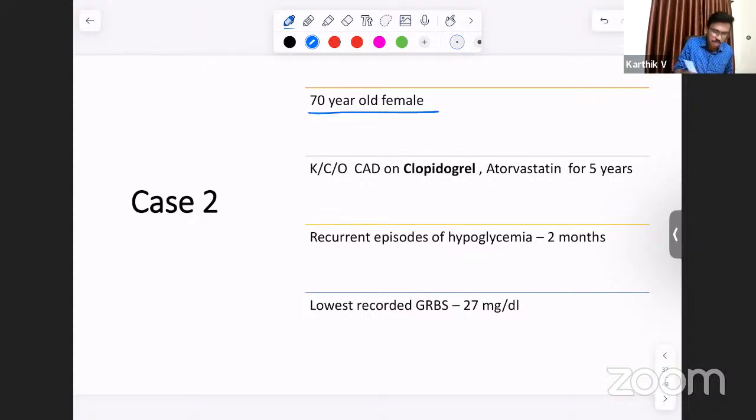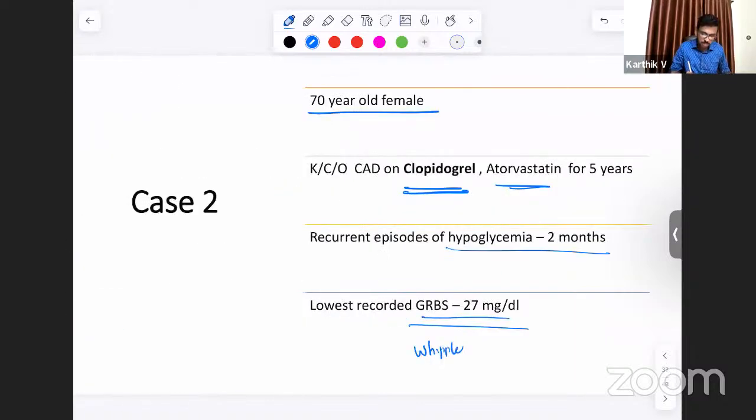The patient is a 70-year-old female, an elderly female, a known case of coronary artery disease on clopidogrel and atorvastatin for 5 years. Now she is developing recurrent episodes of hypoglycemia for 2 months. She was apparently normal for so many years, now having new onset recurrent episodes of hypoglycemia, and the lowest recorded GRBS was 27 milligram per deciliter, and Whipple's triad was positive. So when Whipple's triad is positive, you have a high likelihood of the patient having a hypoglycemic disorder.